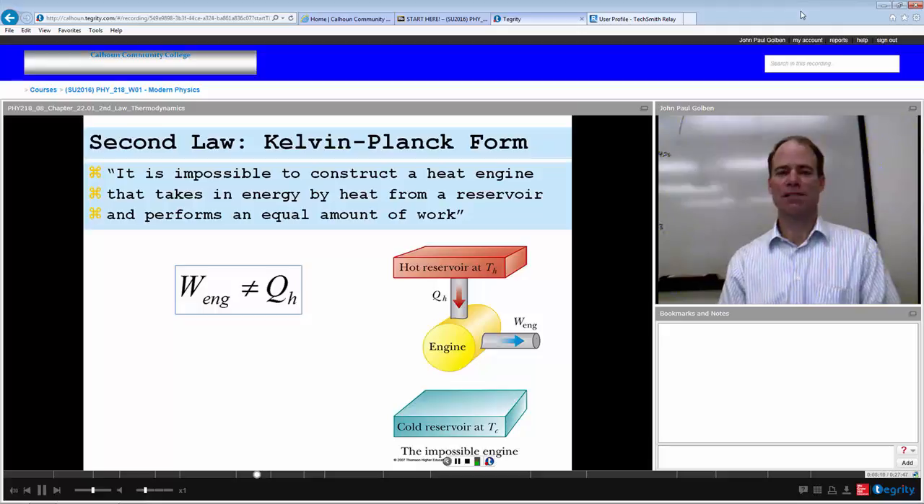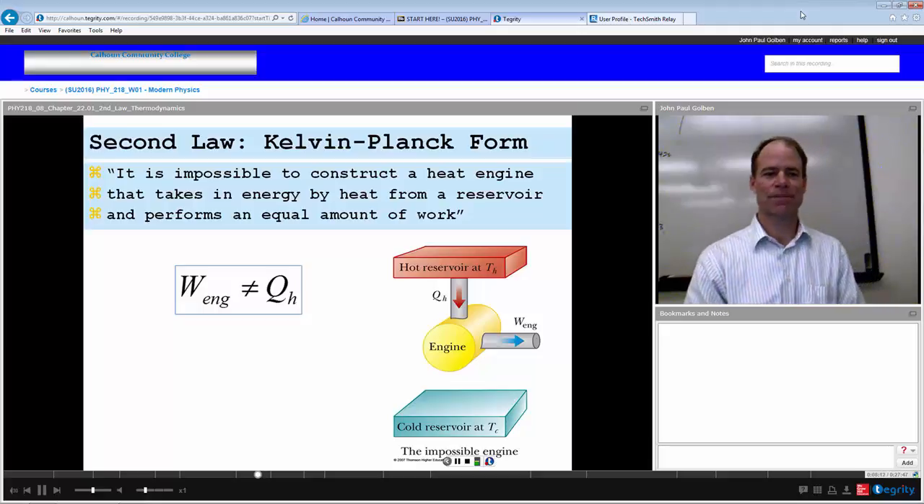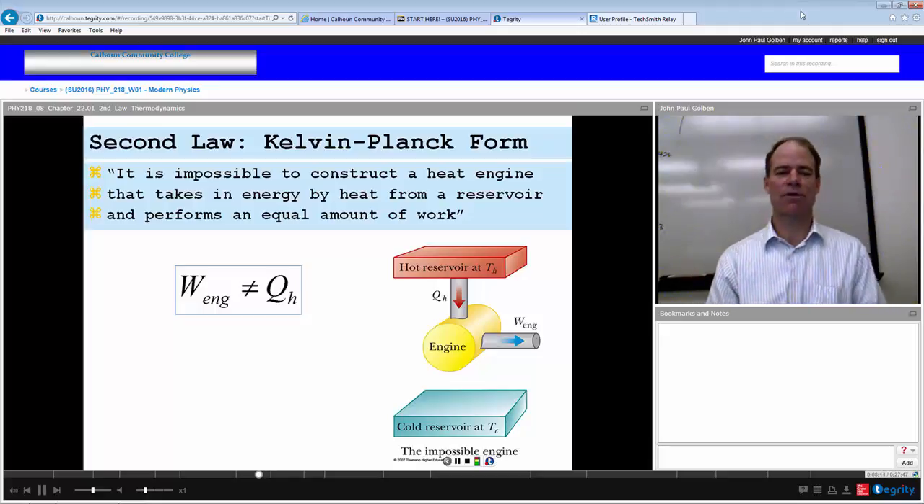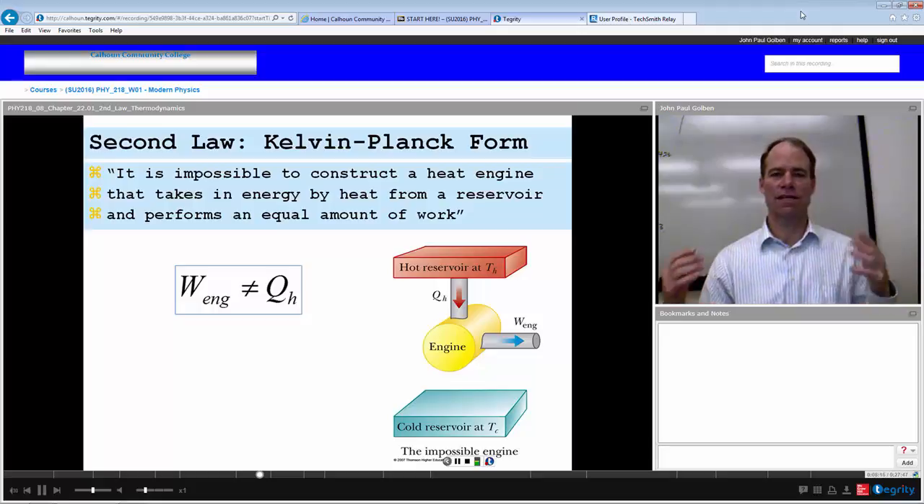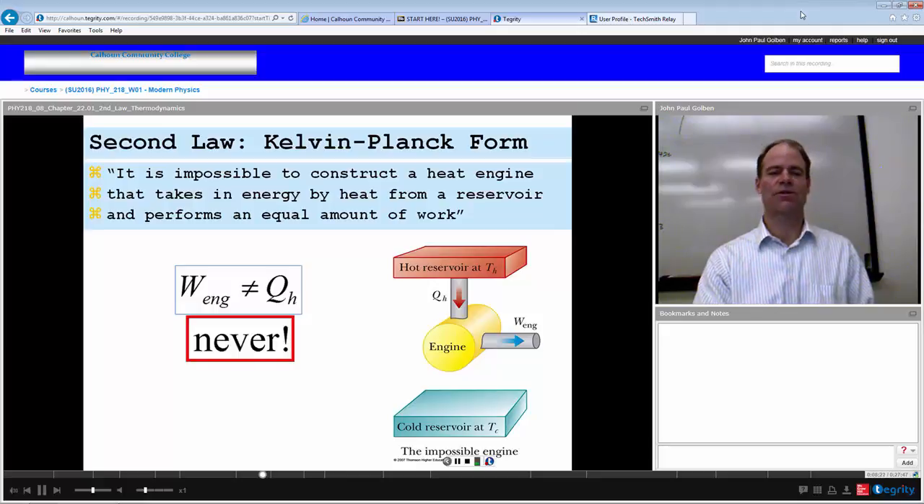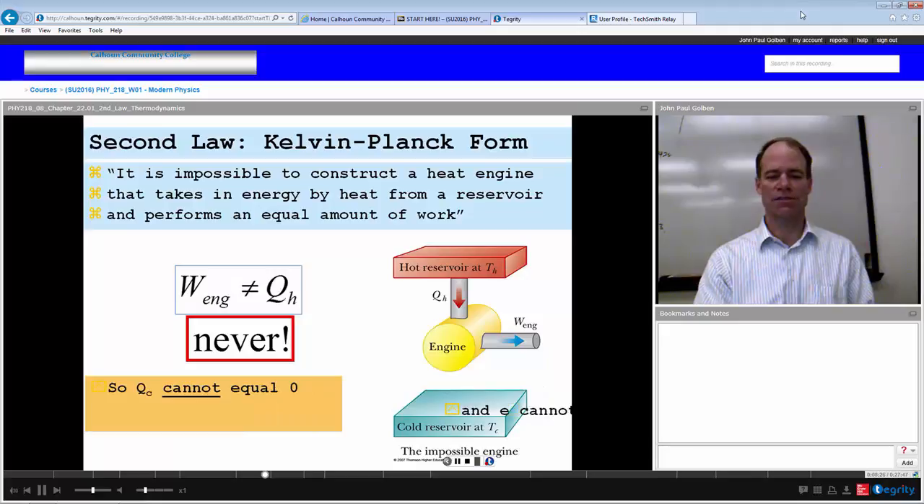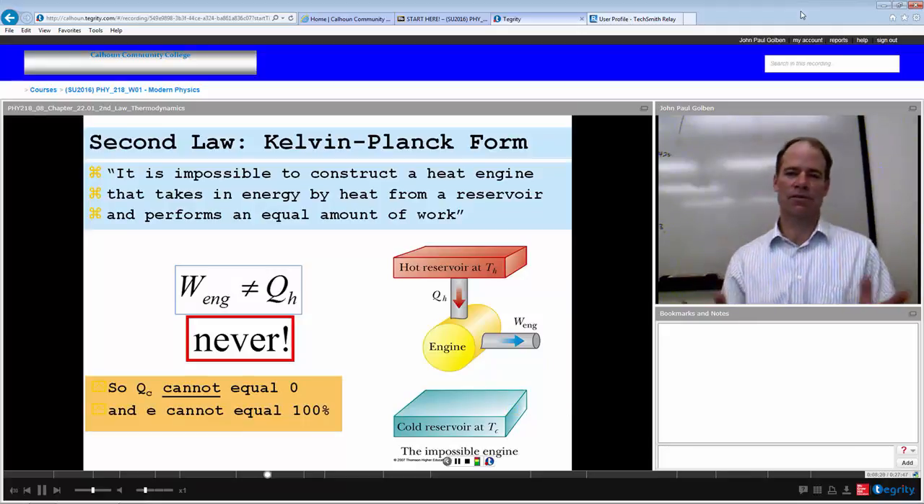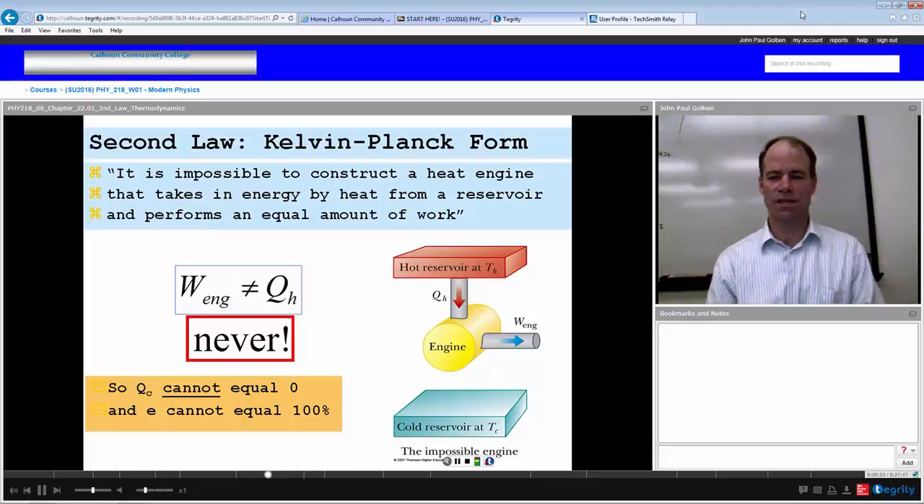It's impossible for this to happen. So this is a statement that we can't have work of the engine that is exactly equal to whatever we take in from the environment. This will never happen. This would require us to have 100% efficiency. Q sub C cannot be equal to 0. Our efficiency cannot be 100%. That would violate the second law in this Kelvin-Planck form.